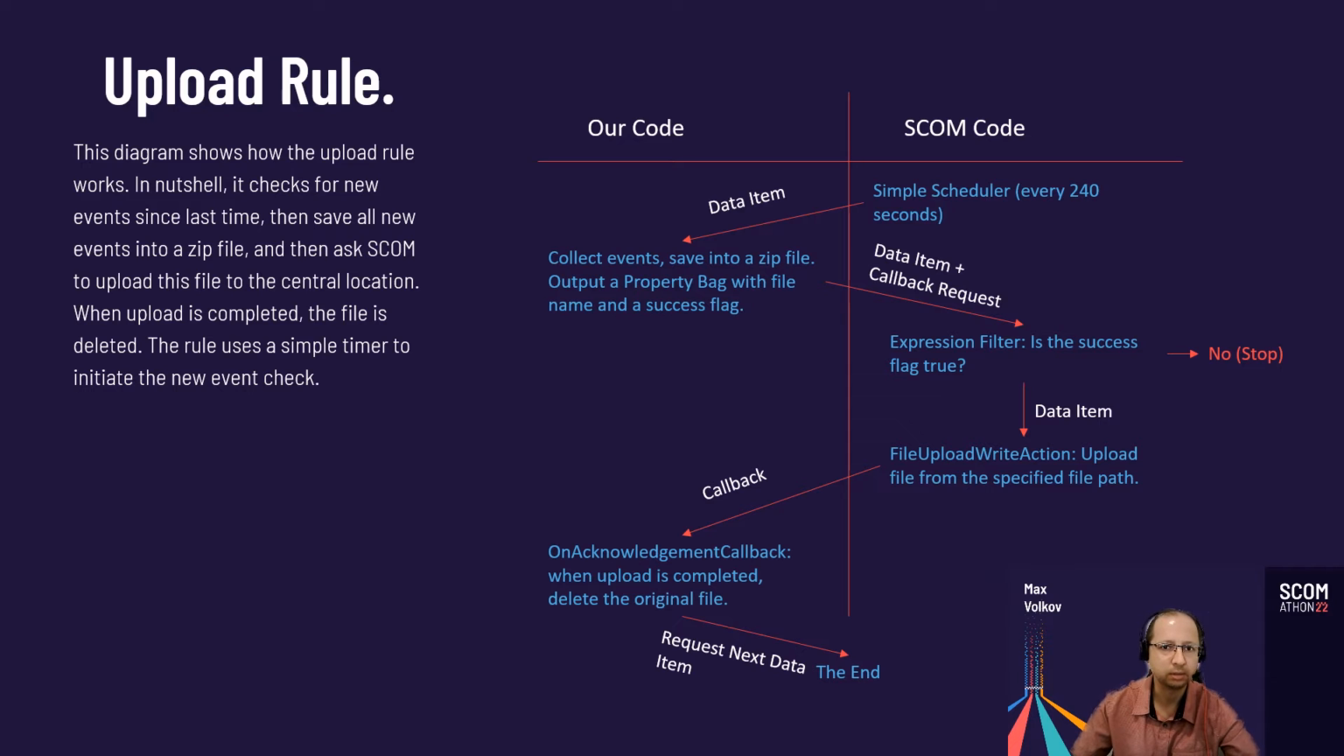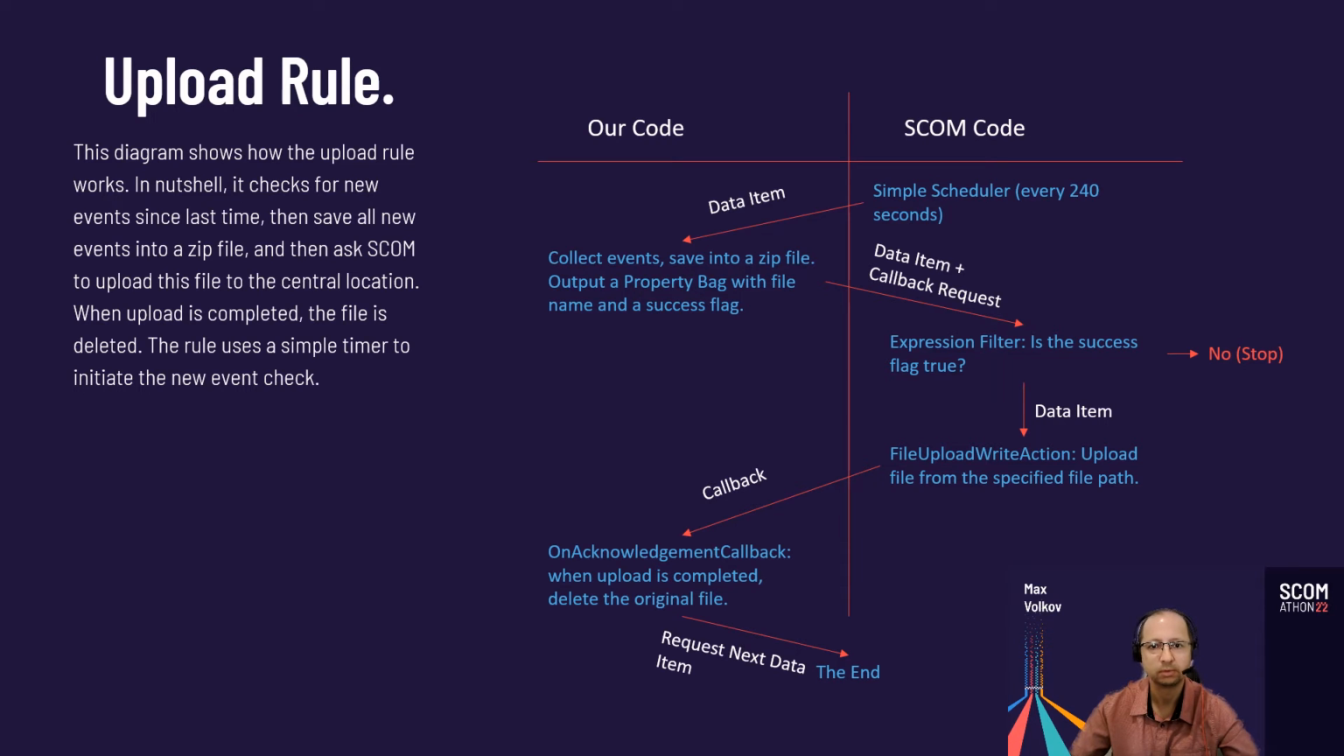callback. So you have to implement your portion of the rule in managed code in C#. So in that example, at SCOM side, we have an instance of simple scheduler data source, which simply triggers every 240 seconds, initiating the rule to run. Then this trigger data item is sent to our code, where we collect events, we save them into a zip file, then create a property bag with the file name and success flag.